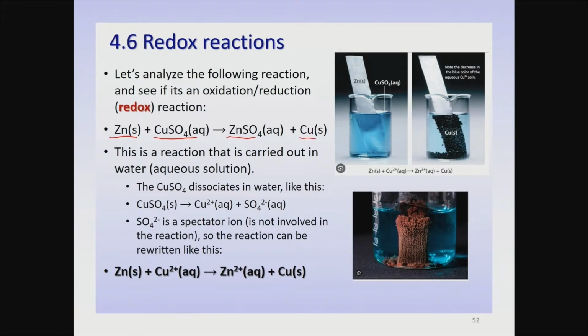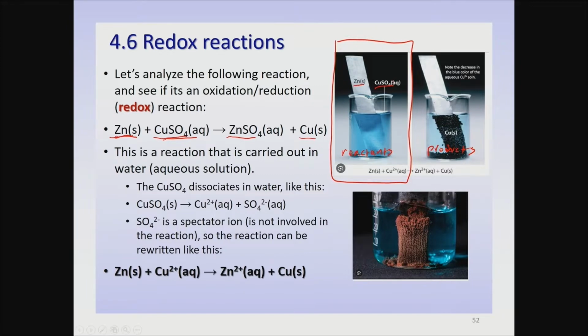Let's look at this picture on the right of the reaction. Here on the left box we have the reactants, and on the right side we have the products. You'll notice that one of the reactants is zinc, and the other reactant is copper sulfate.